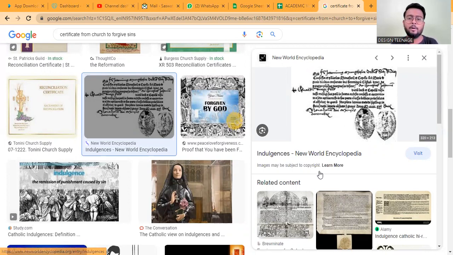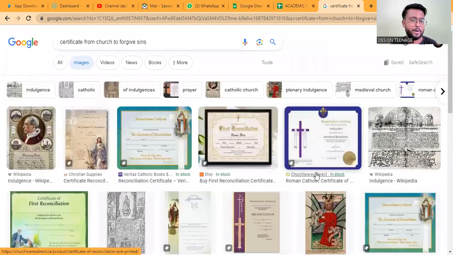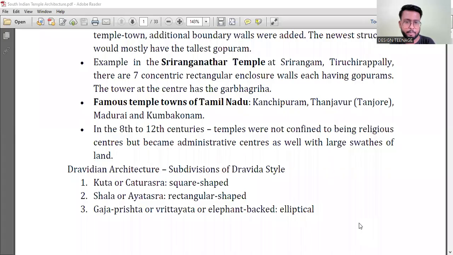So these were some of the things which were completely wrong, and they were done at that point of time. You can understand just from this how the administrative power went into the hands of the churches. The same thing happened over here during the 8th and the 12th century, as mentioned over here in the PDF, in terms of the Indian temples.